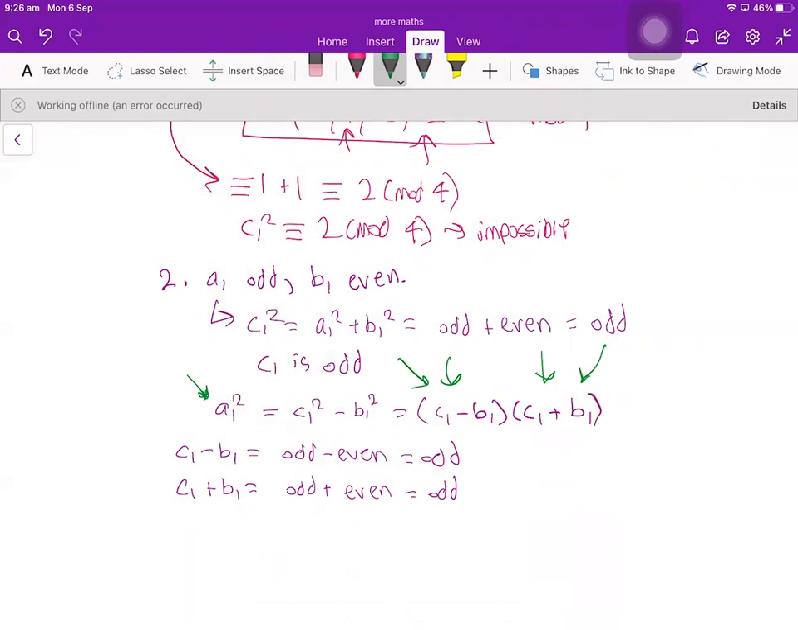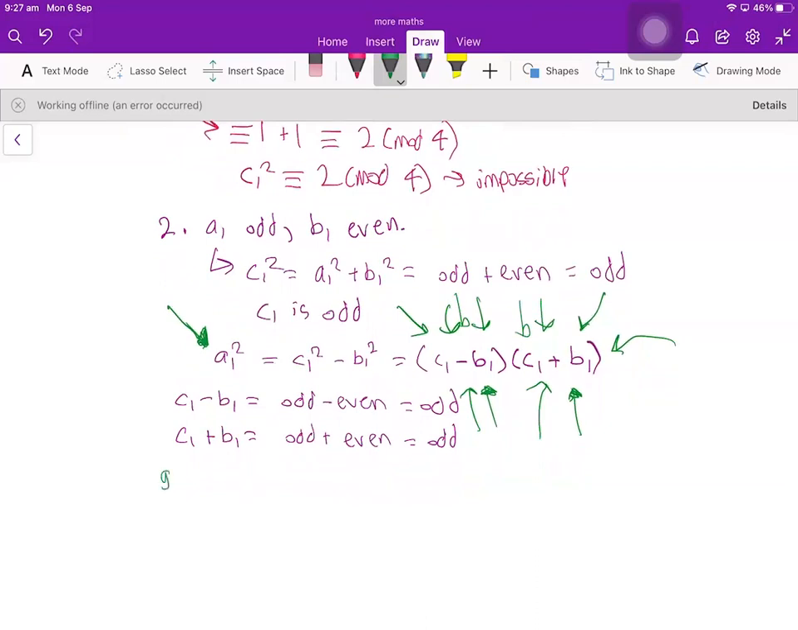So in the prime factorization of A1 squared, all the exponents of the primes that divide it must be even. And since these two numbers turn out to be co-prime, it means in the prime factorization of the product, the primes which make up each of these numbers are completely different. So the exponents of the prime factors in each of these numbers must be even, and it means both of these numbers must be perfect squares.